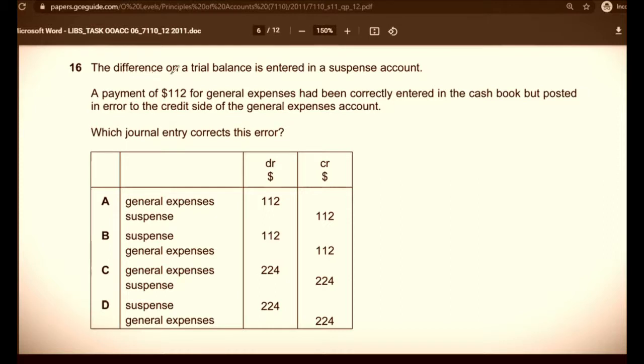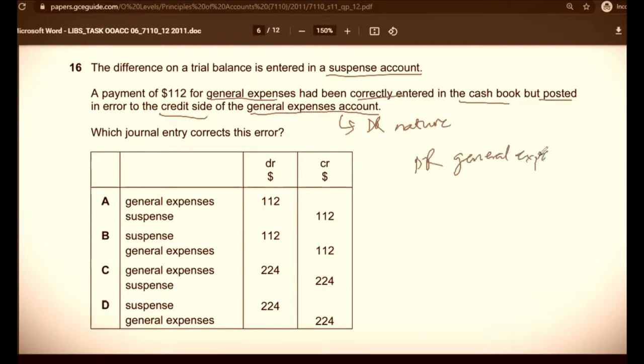Multiple choice 16. The difference on a trial balance is entered in a suspense account. A payment of $112 for general expenses had been correctly entered in the cash book but posted in error to the credit side of the general expenses account. So expenses are always debited. They have a debit. So expense is a debit nature account. But the company accountant wrongly credited the general expense account. So this is an error. To correct this error, we need to debit general expense.